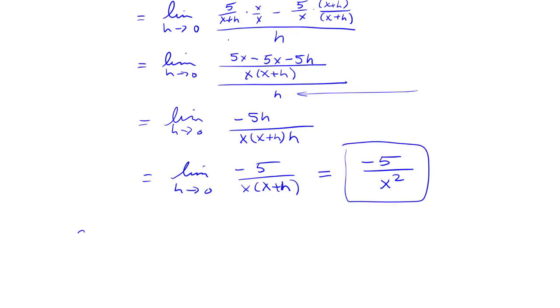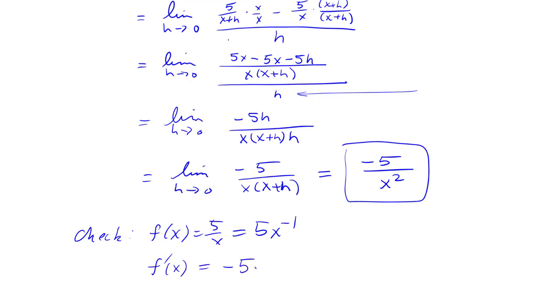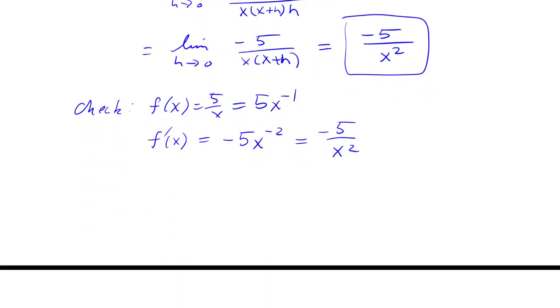Note that if I wanted to check this by the rules that we know, if we have f of x is 5 over x, I could rewrite that as 5x to the minus 1, and then indeed the derivative would be negative 5x to the minus 2, which is the same. Okay, so let's move on.